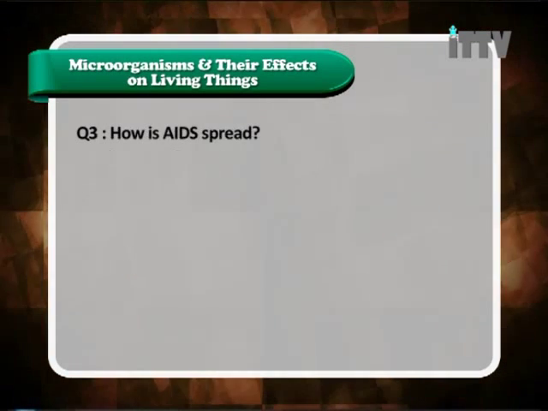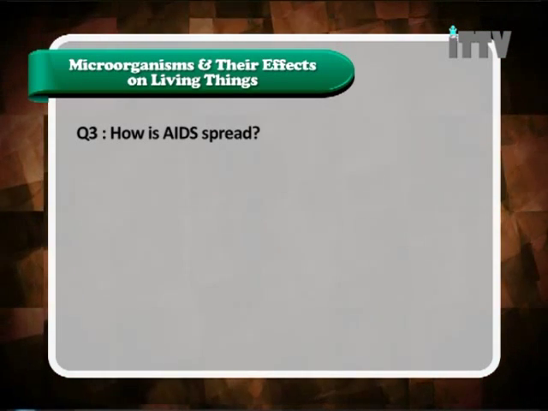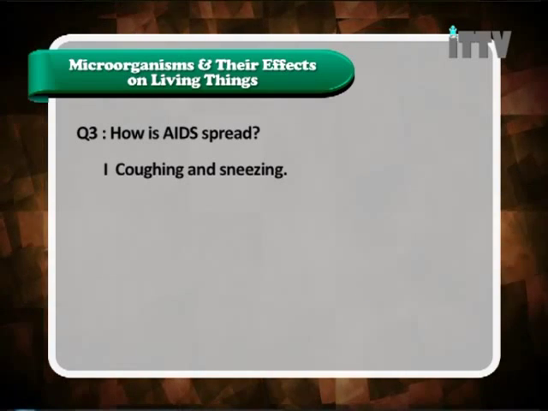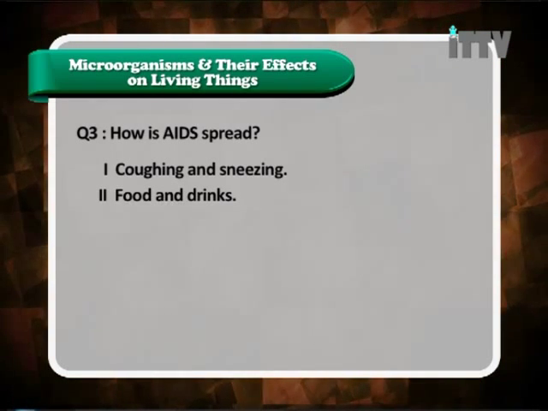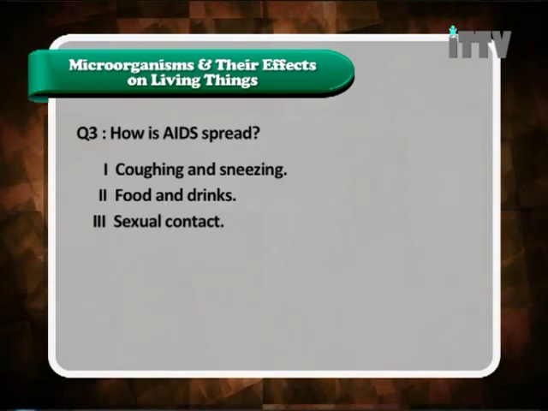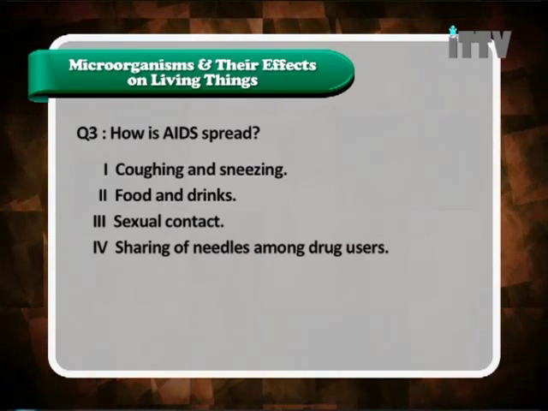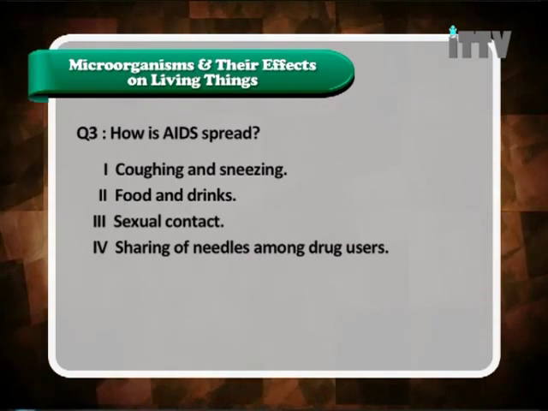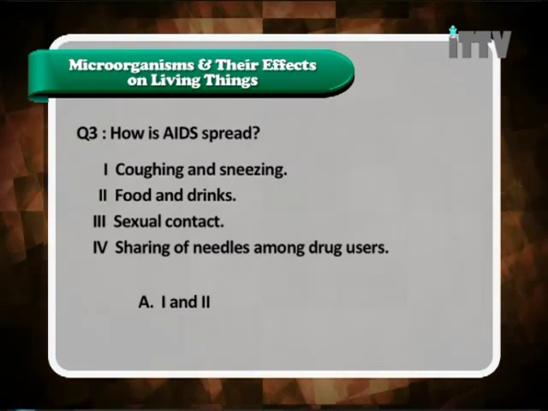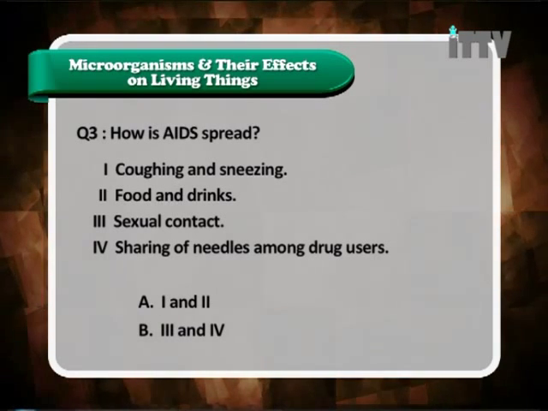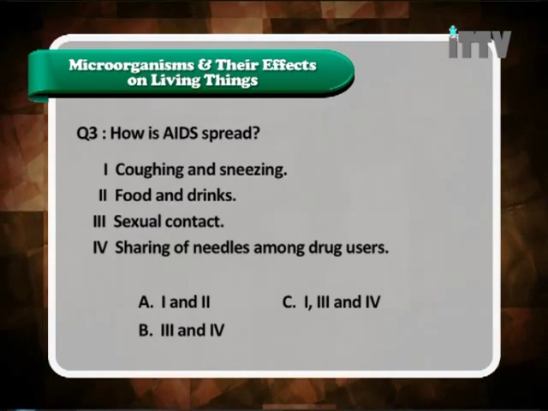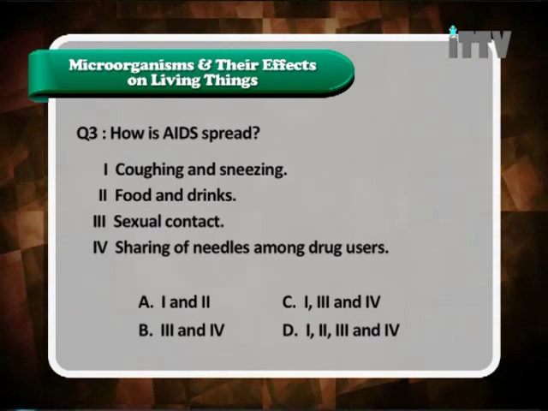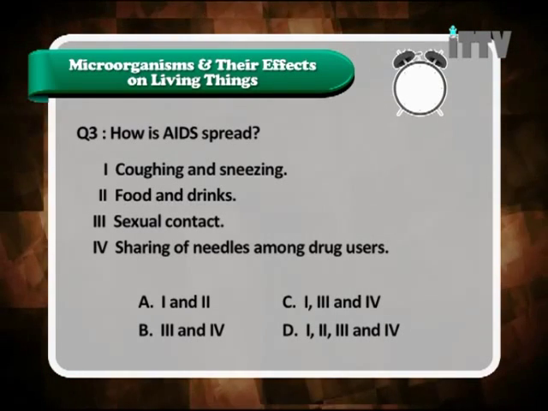Let's look at question 3. How is AIDS spread? 1. Coughing and sneezing. 2. Food and drinks. 3. Sexual contact. 4. Sharing of needles among drug users. A. 1 and 2. B. 3 and 4. C. 1, 3 and 4. And D. 1, 2, 3 and 4.